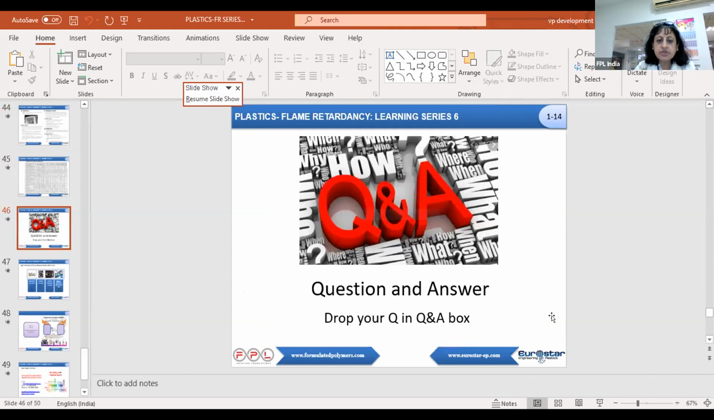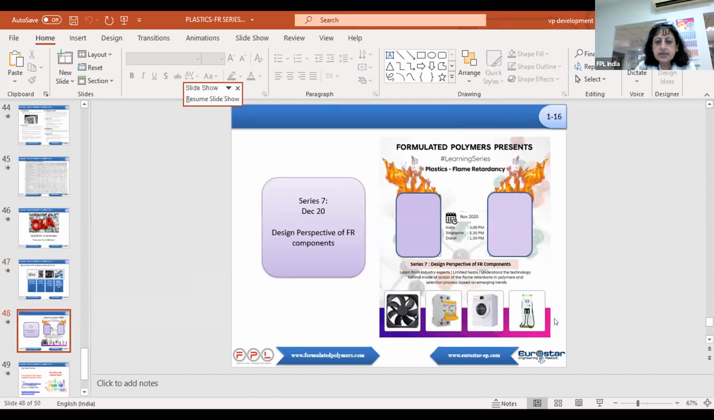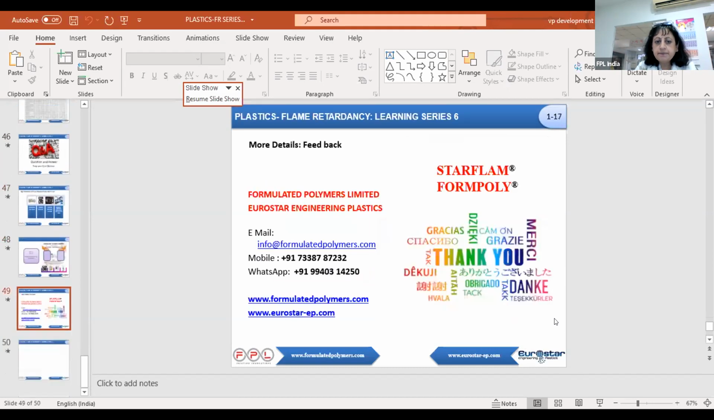Then we'll have the question answers, and I don't know if this is required, we can see. Just talking about some of the Starflam and foam polygrades. And then the next session, which we will be having on design perspective. And that's it. So that's how the presentation flow will be.